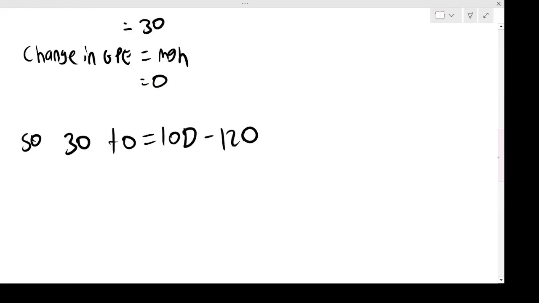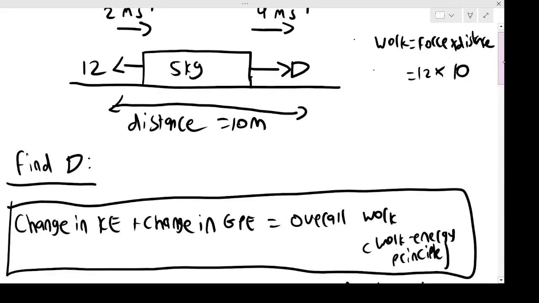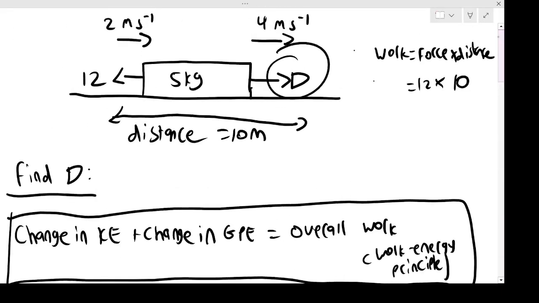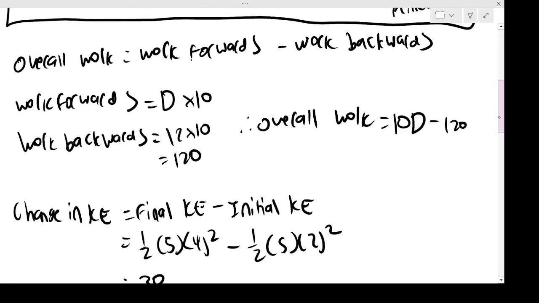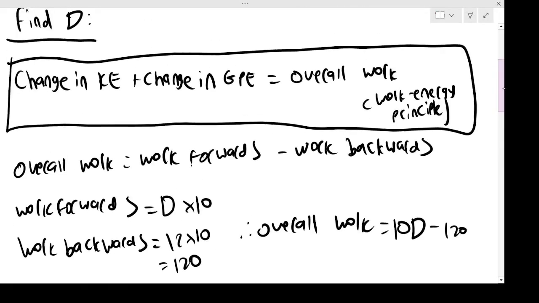Very simply then, at this point we're just solving for D. 10D, if we add 120, we get 150. Therefore D is 150 divided by 10. So D is 15 newtons. That is my driving force here, or my forwards force. That's the use of it there, and that's how we can use it. I hope that made sense.